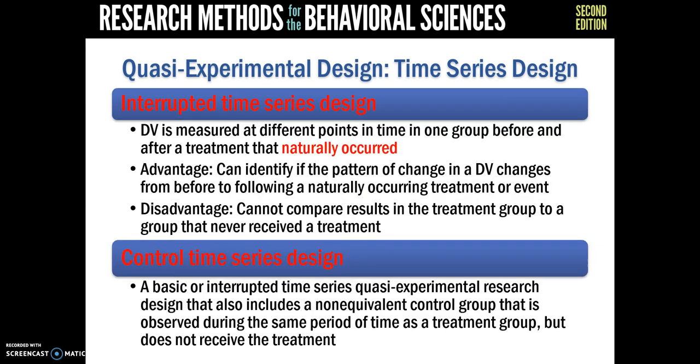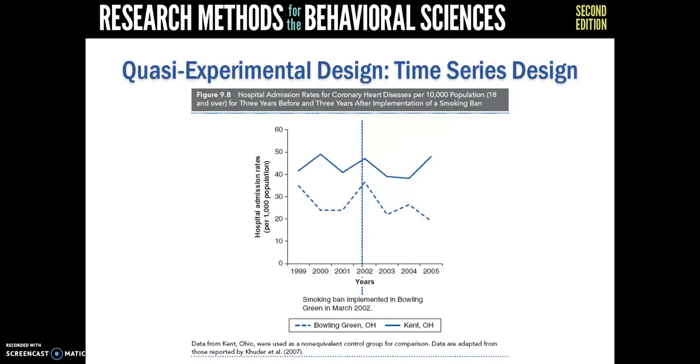You also have the interrupted series design, and you can also have control time series design as well. Interrupted time series, the key word for you to remember is naturally occurring. We observe a treatment that naturally occurs in the group. Naturally occurring type of treatment. There's an example on the next page, I believe.